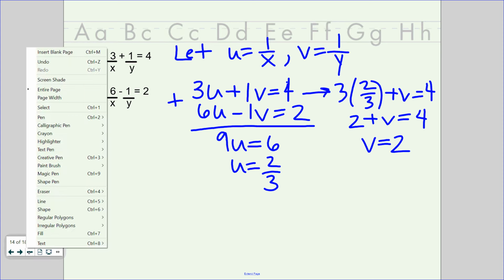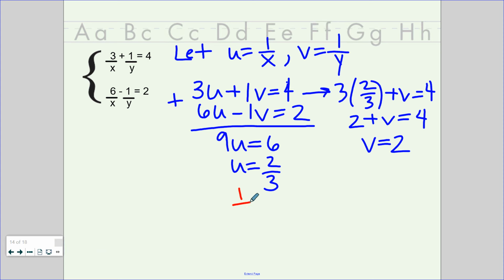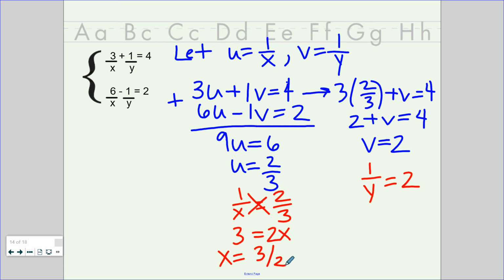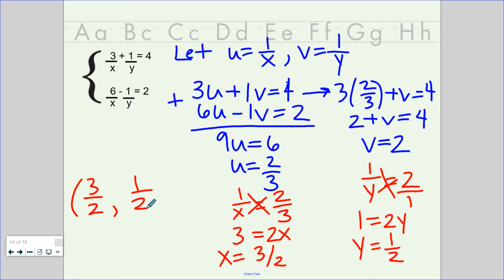To solve for x and y, substitute back in the 1 over x and the 1 over y. These ones maybe are not as obvious, so I'll show the cross multiplication steps to solve. If I multiply 1 times 3, I get 3. If I multiply 2 times x, I get 2x. So x is 3/2, or if you said 1.5, that's fine. Think of this like a 2 over 1. If I cross multiply, 1 times 1 gives me 1. Y times 2 gives me 2y. So y is 1/2. Final answer here, 3/2 and 1/2.